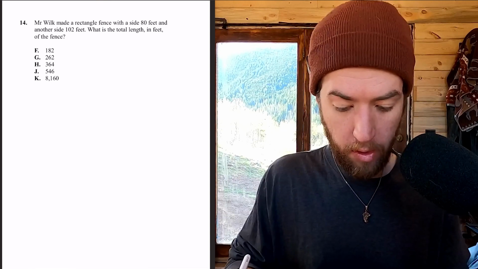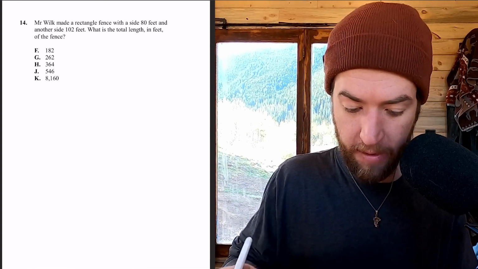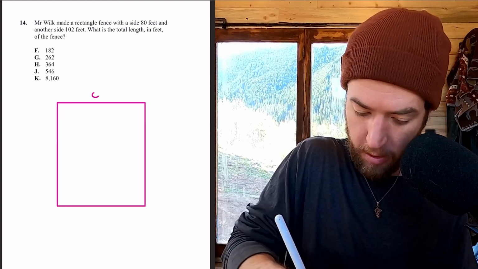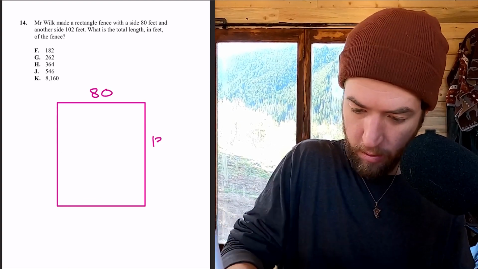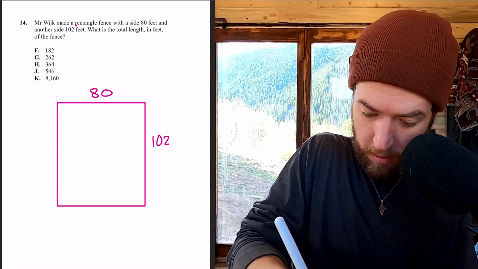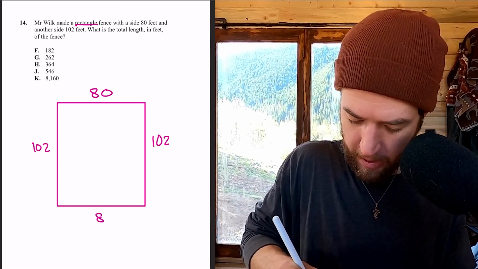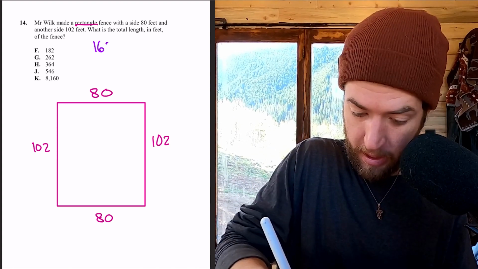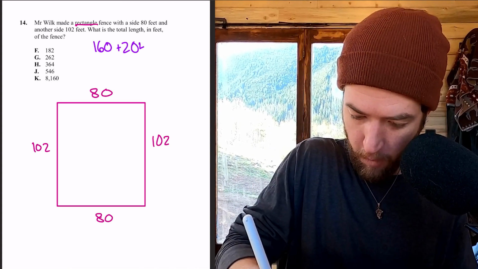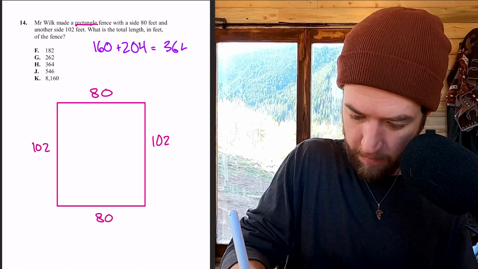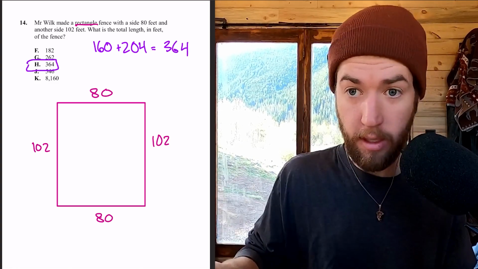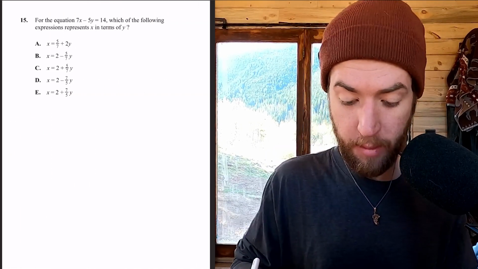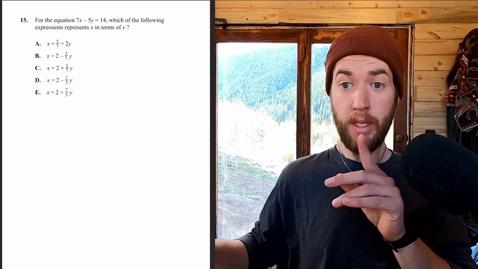All right, Mr. Wilk made a rectangle fence with a side 80 feet and another side 102 feet. What is the total length of the fence? Okay, so short side's 80, long side's 102. It's a rectangle, so the other side's 102 and this side's 80. So altogether, adding perimeter, we get 160 plus 204 is 364. Answer H. Thanks, Mr. Wilk. On to the next. For the equation 7x minus 5y equals 14, pause.